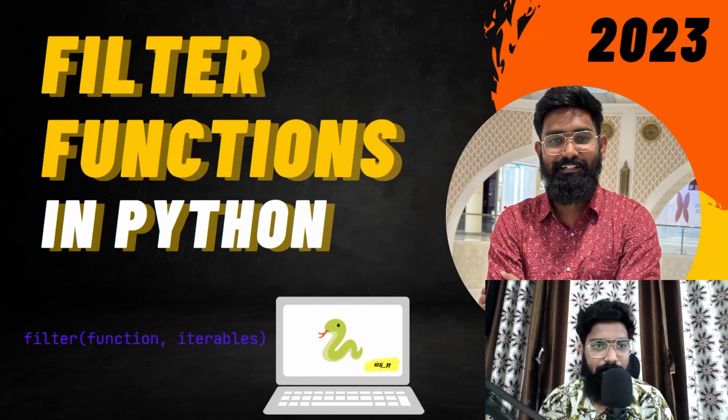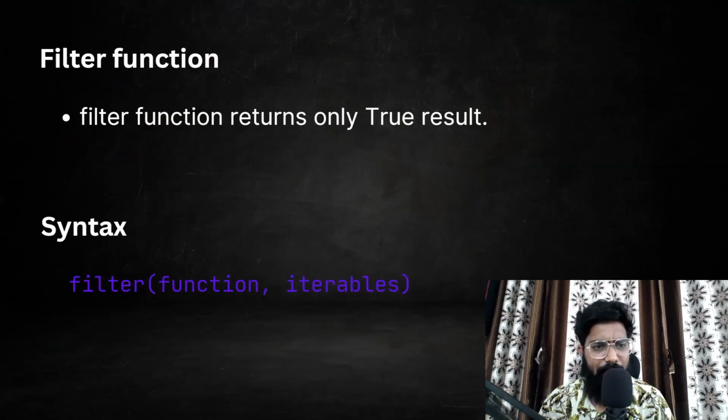Today we are going to discuss the filter function in Python. Filter is again a built-in function which takes two things: one is a function itself, and the second is iterable items. This function can be built-in or user-defined, and iterables means nothing but a list, tuple, dictionary, set, etc. The filter function returns only true results.